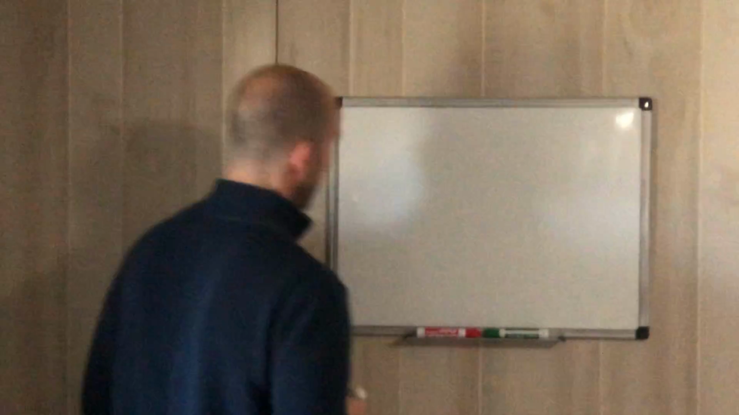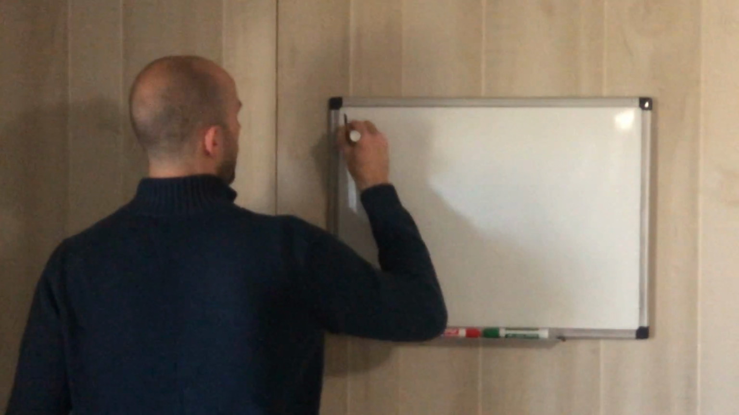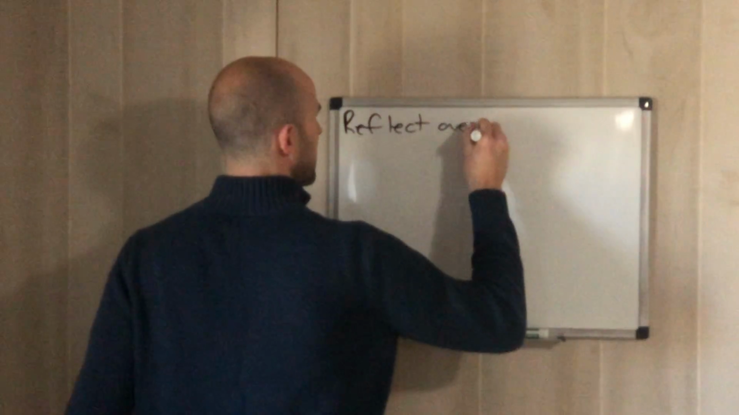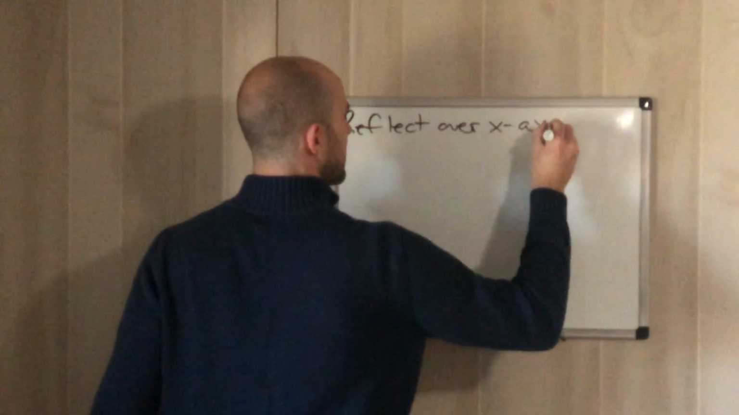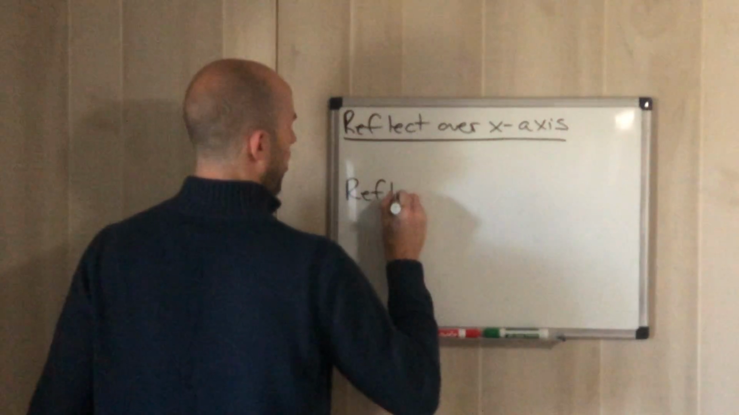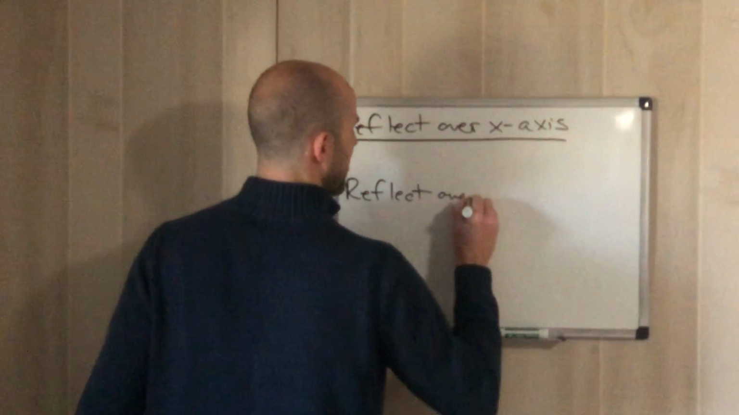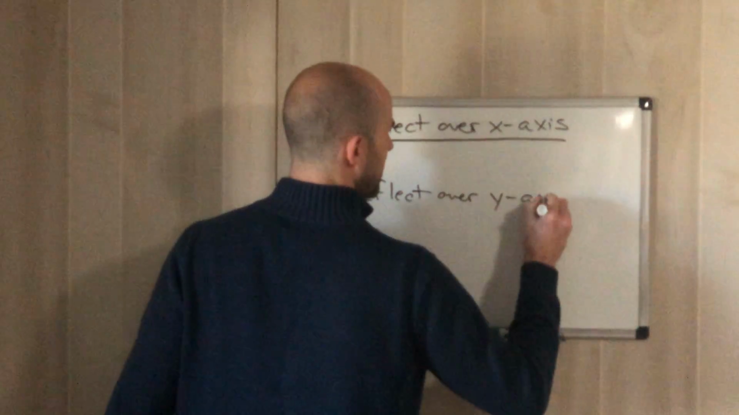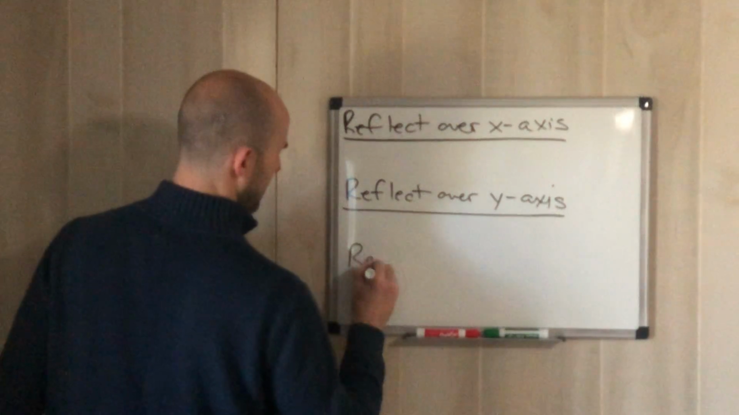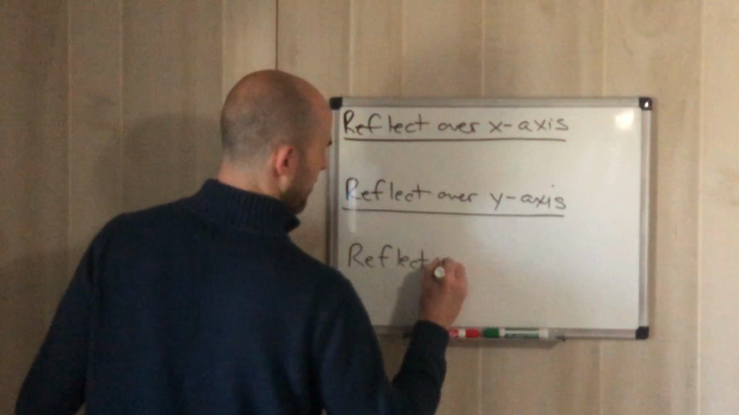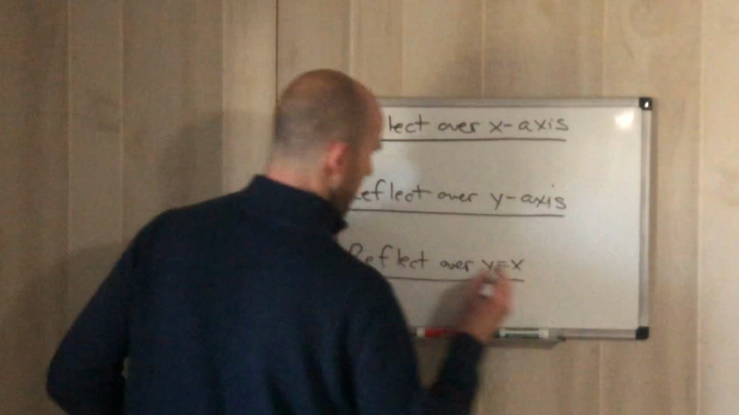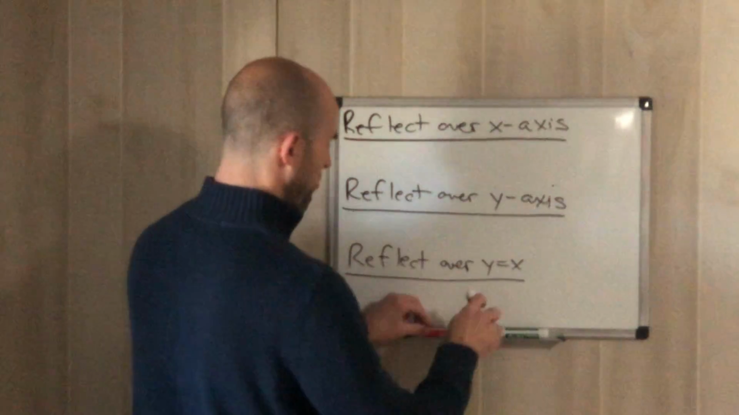But again, let me write them down for you guys just to have them as a reference. So when you reflect over the x-axis, when you reflect over the y-axis, and then when you reflect over y equals x. It's the 3 rules that we have. Reflect over y equals x. And again, remember the rules, because they are very easy, guys, to apply.